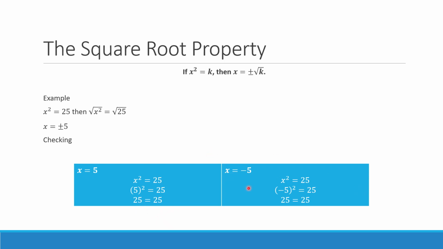Another is x equal to negative 5. Substituting that into the original equation, x squared is equal to 25, negative 5 squared is equal to 25. 25 is equal to 25. So it satisfies. When we take the square root, especially if you're working with algebra, you'll get the principal roots of the number.